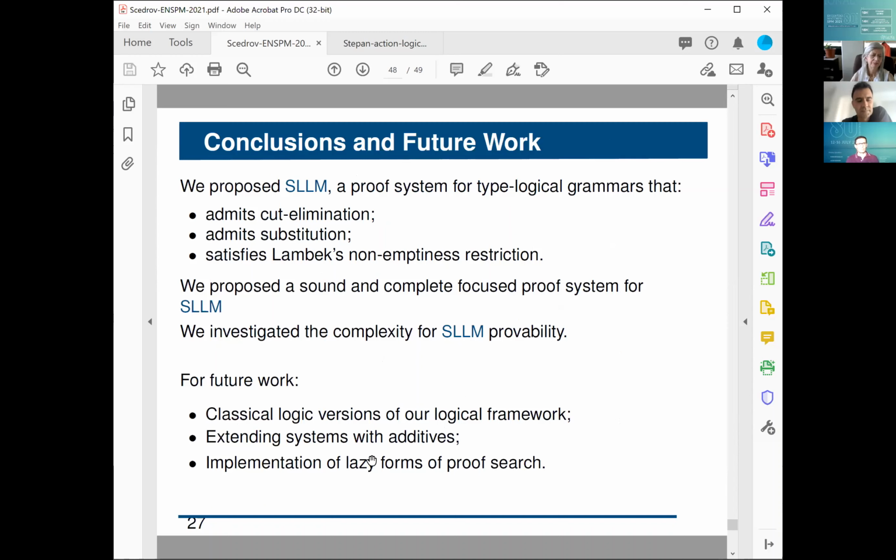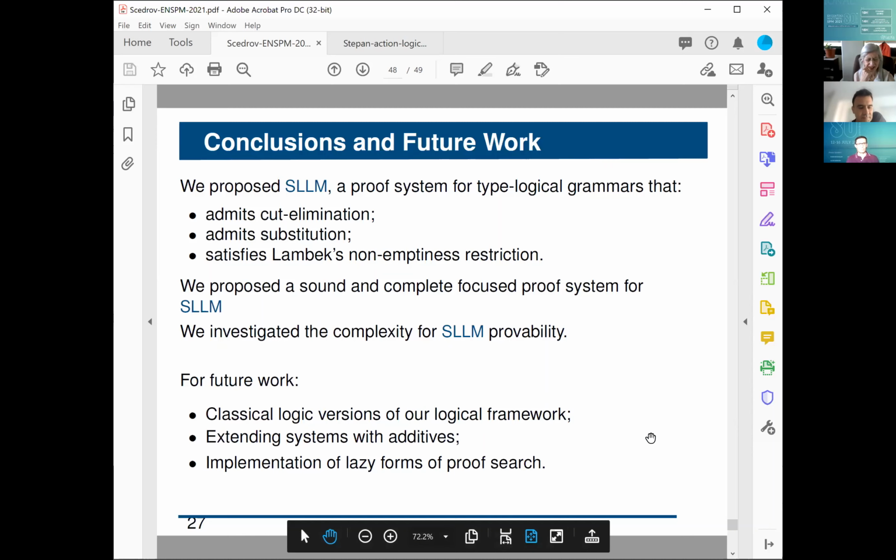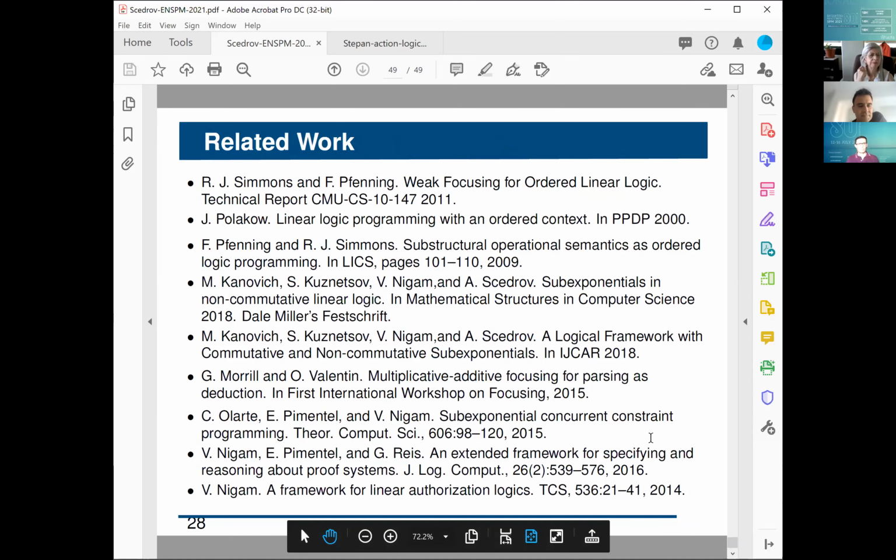I don't know how to put additives in this same system and keep all the good properties in focusing. So this is tricky, okay? We would like to understand classical versions of this logical framework, implementation of lazy forms of proof search, etc. I just wanted to put up the many, many papers on sub-exponentials that people have been writing before. And I want to acknowledge everybody's input on this.